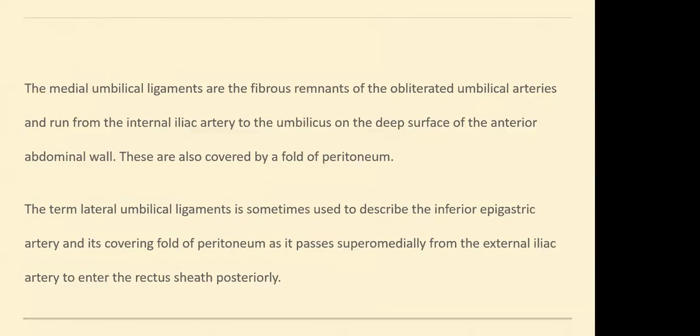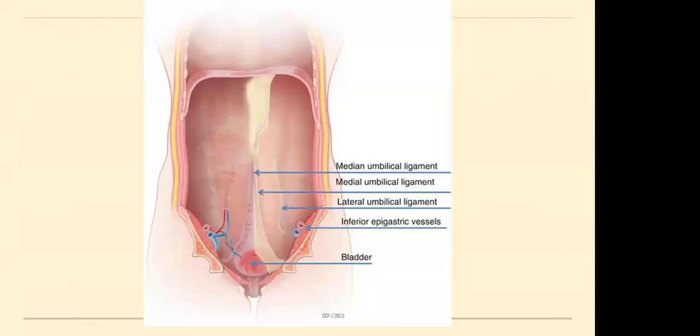We have also the medial and lateral umbilical ligaments. The medial umbilical ligaments are the fibrous remnants of the obliterated umbilical arteries, and they run from the internal iliac artery to the umbilicus on the deep surface of the anterior abdominal wall. These are also covered by a fold of peritoneum. And the lateral umbilical ligament is sometimes used to describe the inferior epigastric artery and its covering fold of peritoneum as it passes supromedially from the external iliac artery to enter the rectus sheath posteriorly.